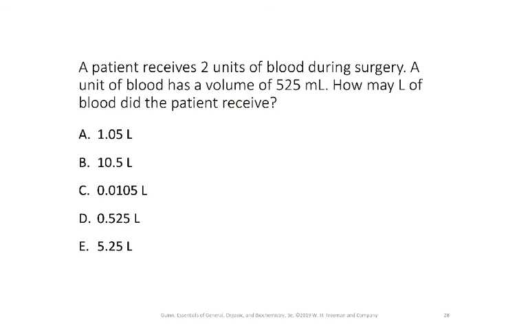Now, sometimes the units are just called units. Here's a question that follows the same pattern we've been developing, but one of the units is just simply called units. So a patient receives 2 units of blood during surgery. A unit of blood has a volume of 525 milliliters. How many liters of blood did the patient receive? Pause and answer, and then return.